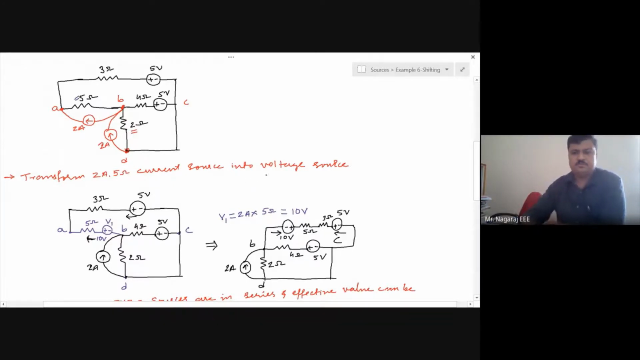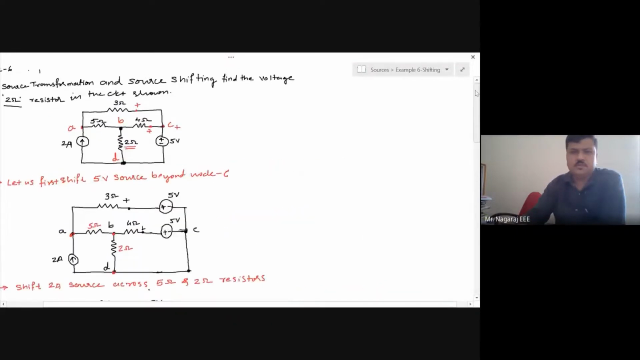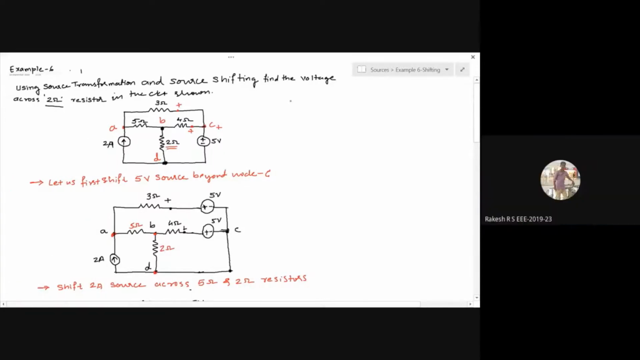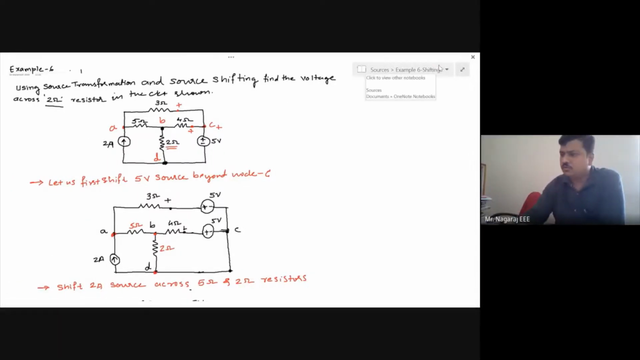Any doubts in this example solution? No, sir. Then we'll move to the next example.